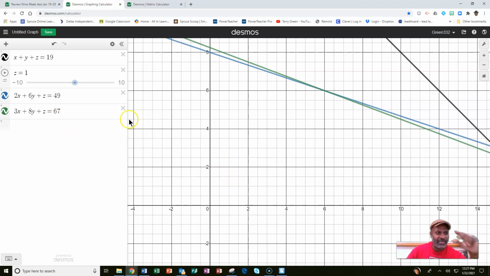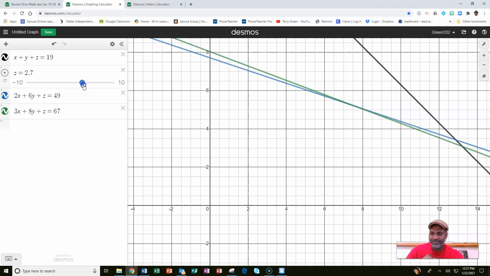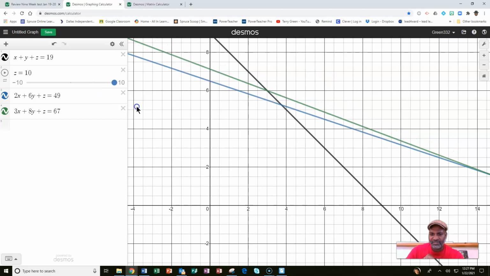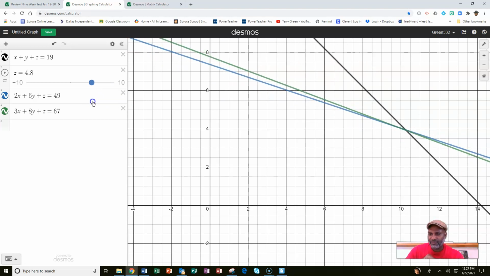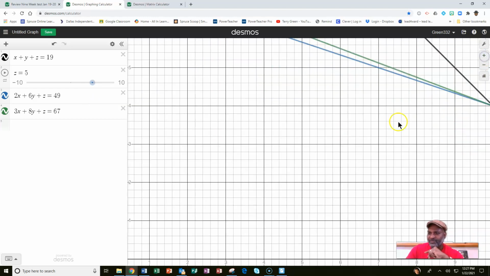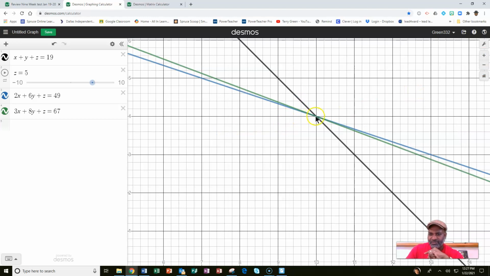And so here's the magic of how this works. I am just going to drag z until these lines coincide at a single point. Let's keep on going. It looks like right about here. I'm going to zoom in just so I can be more precise. Yeah, that looks pretty good. If I click on that, it looks like at the intersection x is 10 and y is 4, we have a coincidence there. But what about z? Well, if we look, z was equal to 5.